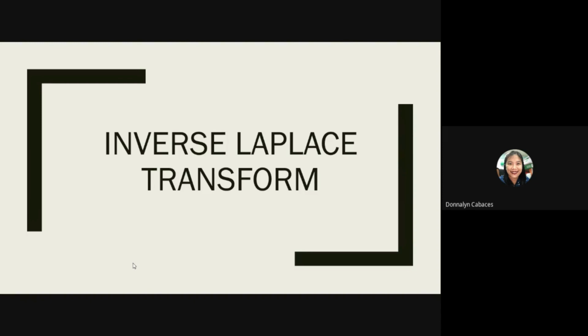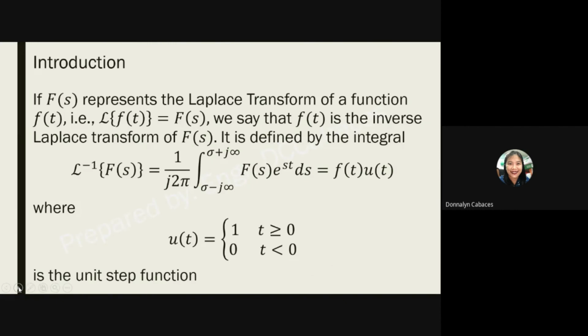Okay, so for today, we will continue Module 7. This is the last part of Module 7, all about the inverse Laplace transform and its application in solution of an initial value problem. If F(s) represents the Laplace transform of a function f(t), that is, as we discussed last meeting, the Laplace of f(t) is equal to F(s), we say that f(t) is the inverse Laplace transform of F(s).